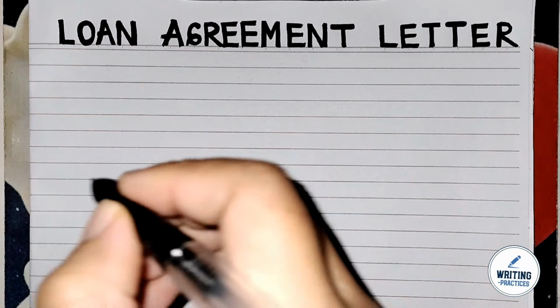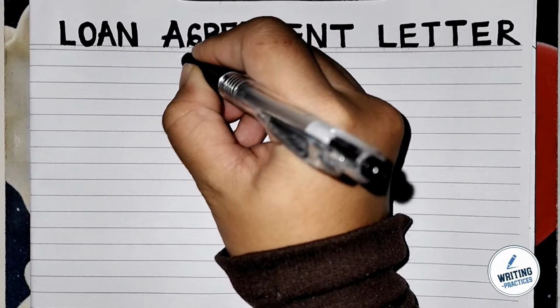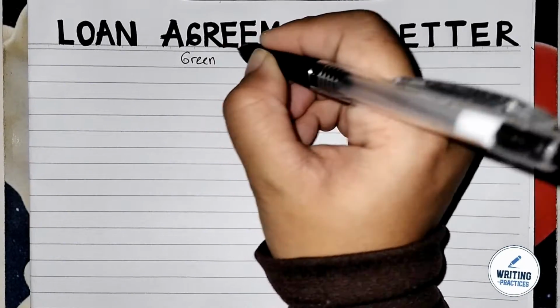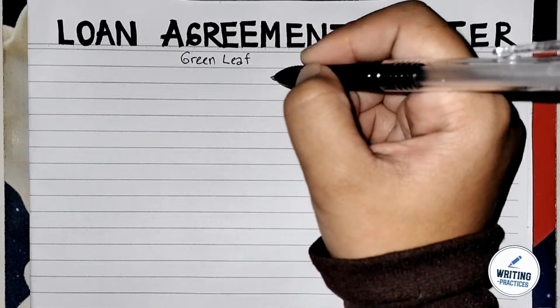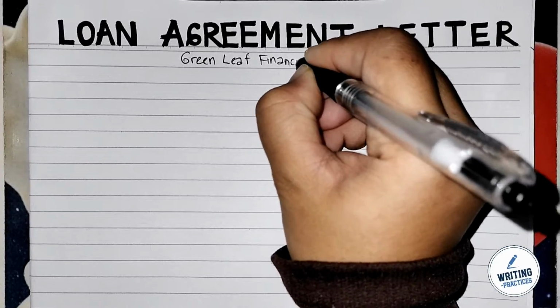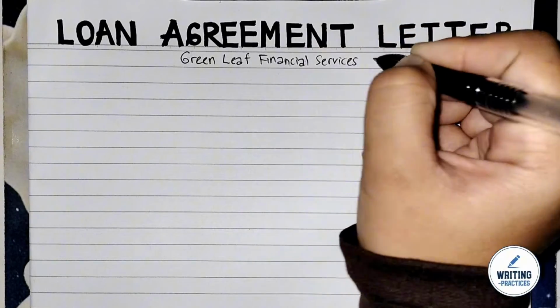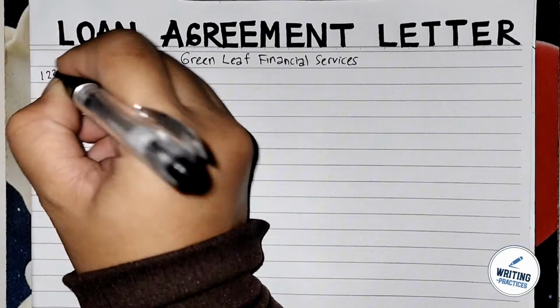Today, we are going to learn how to write a loan agreement letter. What is a loan agreement letter? A loan agreement letter is a formal document that outlines the terms and conditions of a loan between a lender and a borrower. It serves as a legally binding agreement where both parties agree to the specified loan amount, interest rate, repayment schedule, and other relevant terms such as prepayment options, late payment penalties, and conditions for default.